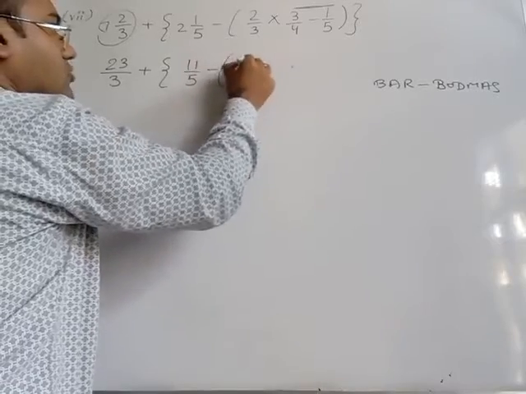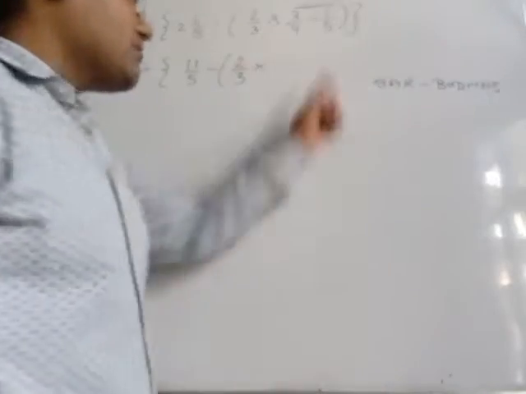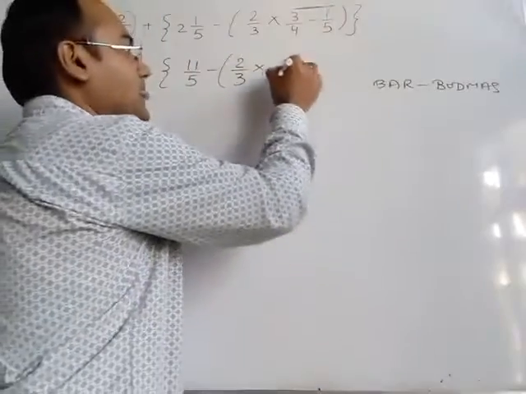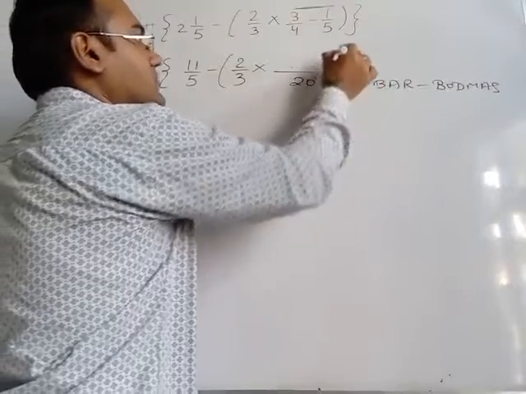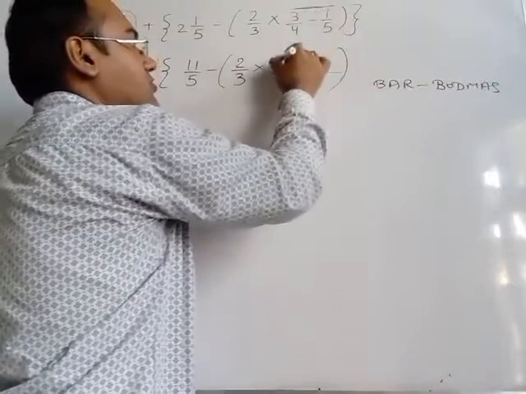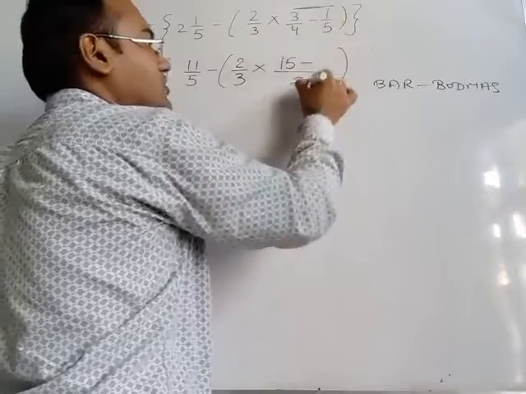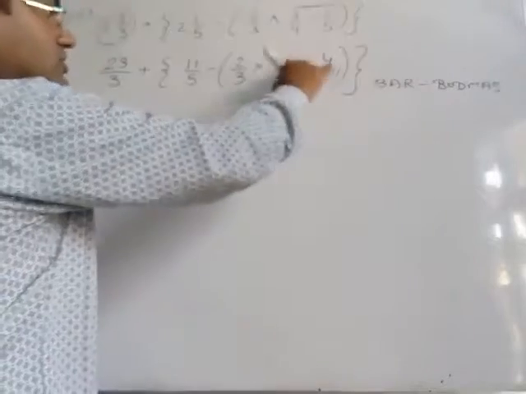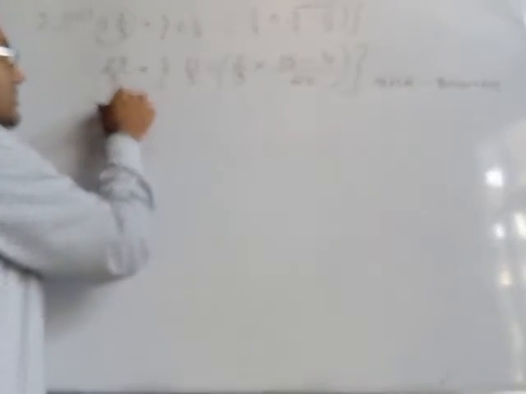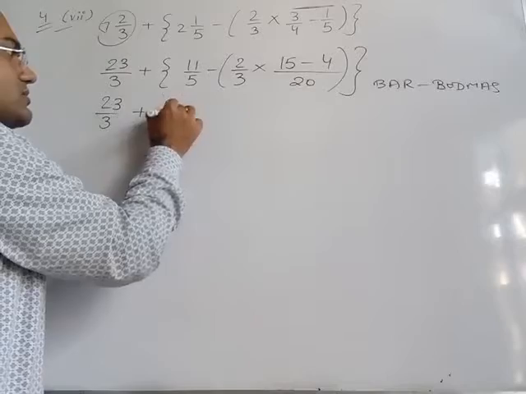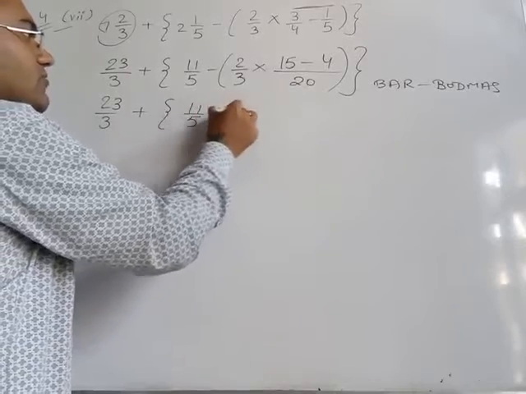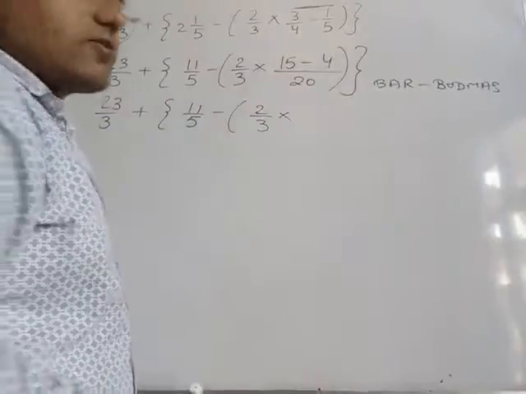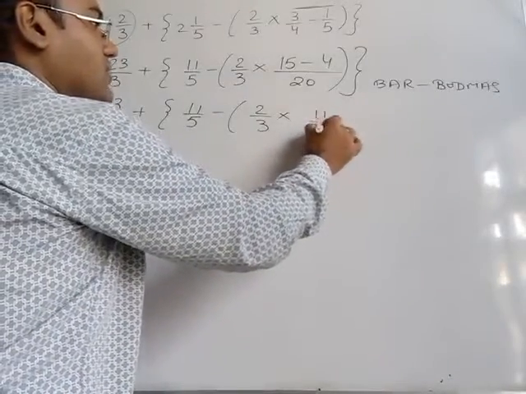minus small bracket 2 upon 3 multiply. Here we have to subtract these two because we have to solve this bar first. So we will take LCM. LCM of 4 and 5 will be 20. 4 5s are 20, 5 into 3 is 15. 5 4s are 20, 4 into 1 will be 4. Now in the next step we will solve these two numbers. 23 upon 3 plus curly bracket 11 upon 5 minus 2 upon 3 multiply 15 minus 3 we will do. 15 minus 3 will be 11 upon 20.